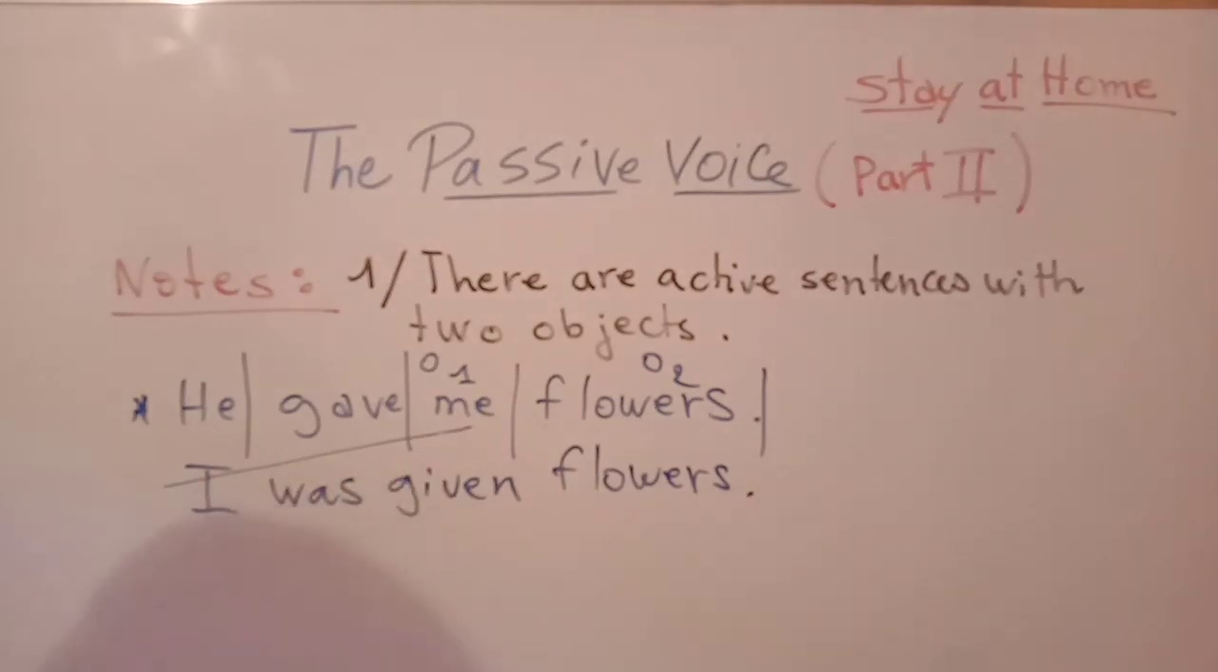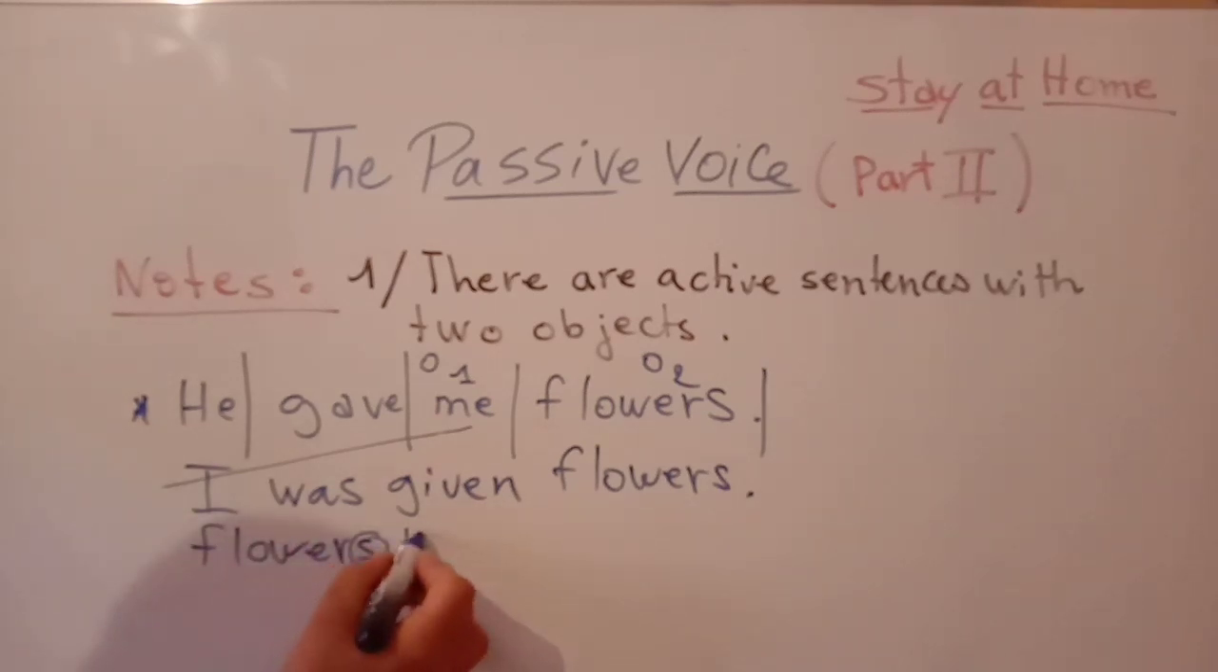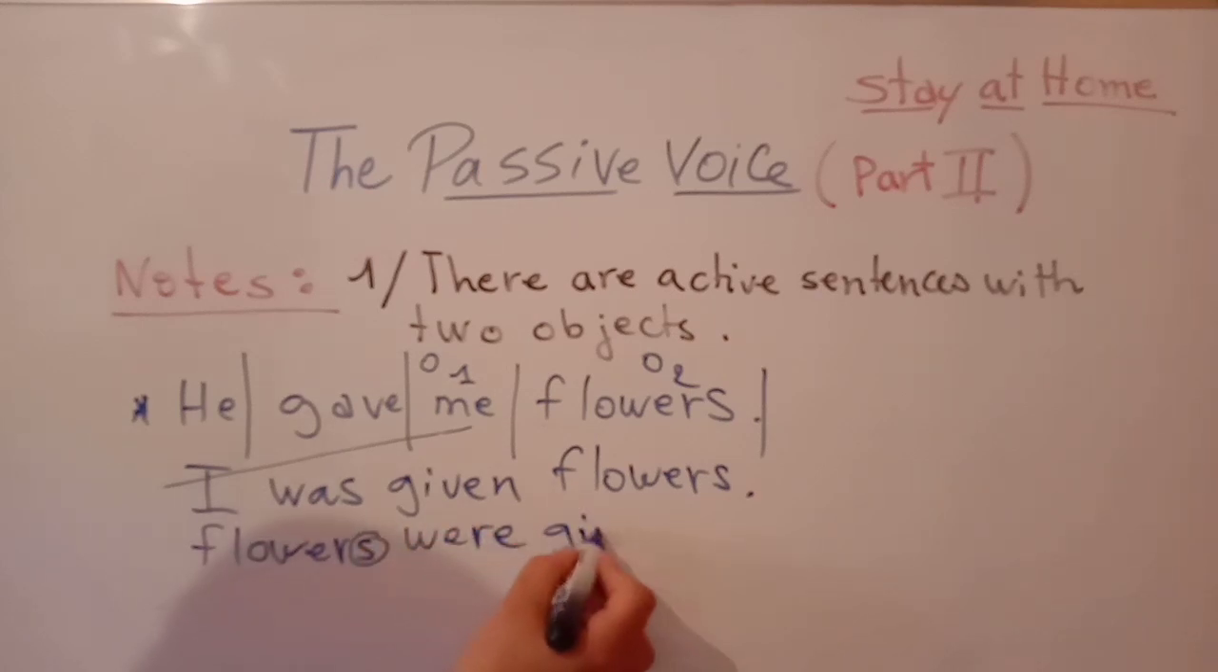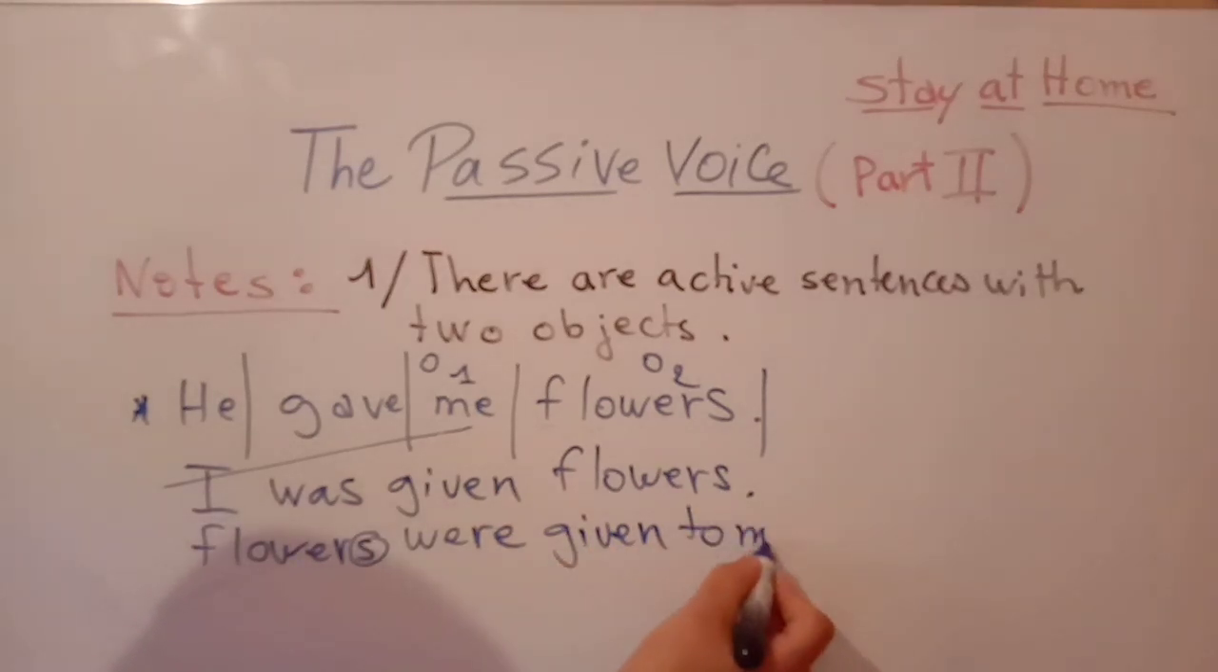Let's try with the second object, flowers. So flowers becomes subject. Okay? So here to be should be either was or were. So because it's plural, the subject is plural, we are going to use were. Were plus past participle of the verb, okay, were given to whom? To me, of course. Is it clear?